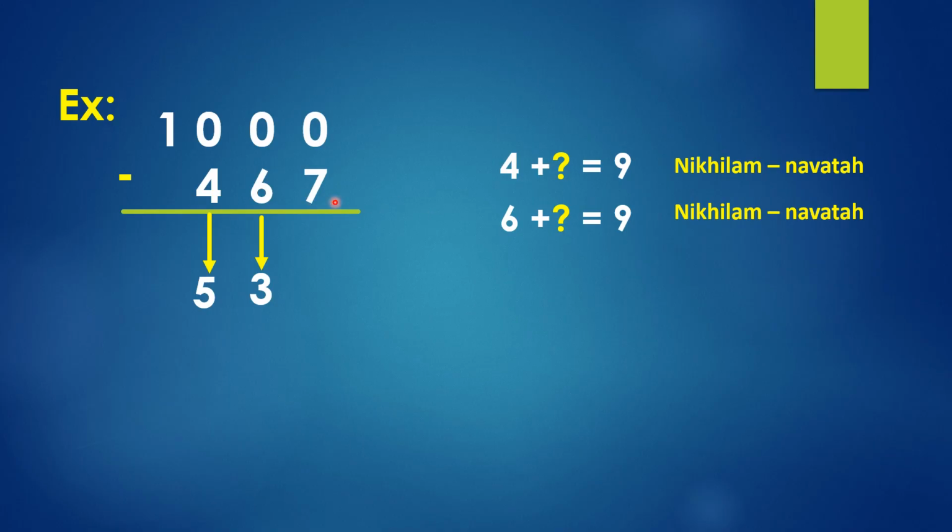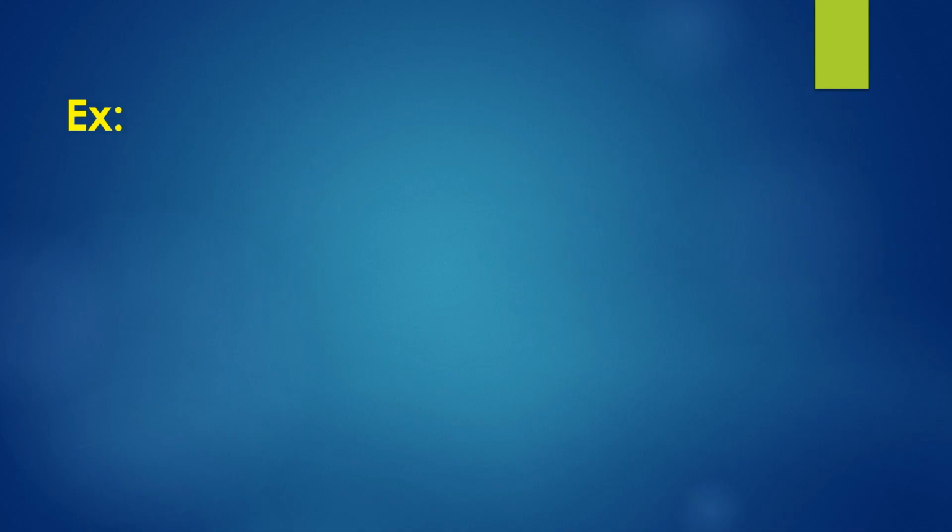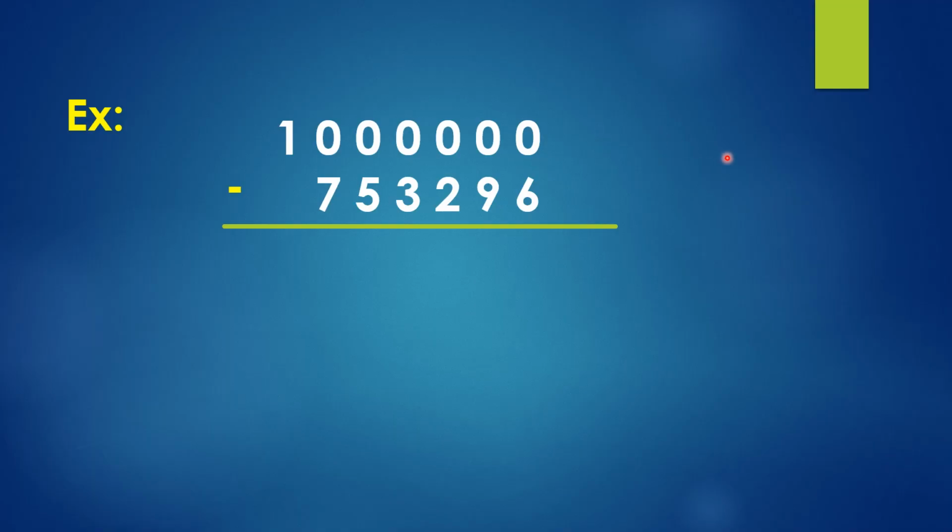If you observe here, 7 is the last digit. So to the last digit, the sutra is Charamam Dashataha. That means how much should be added to 7 to get 10? It is 3. So 1000 minus 467 is 533. So easy, isn't it? Now see, such a big number now, isn't it? So subtraction, borrowing and taking, it takes a lot of time.